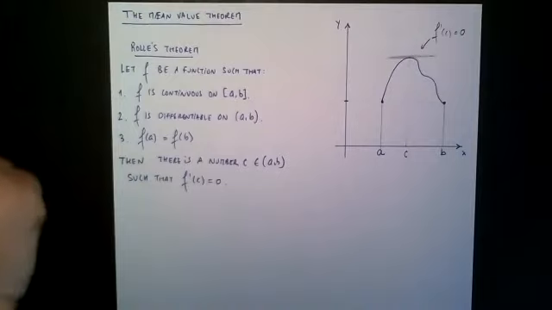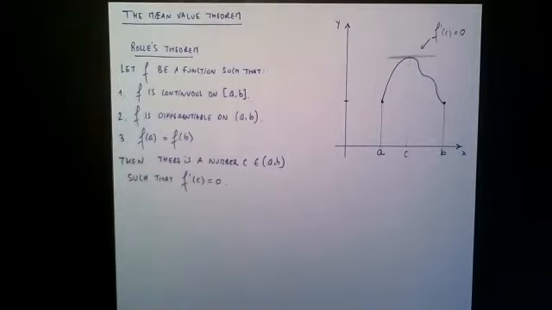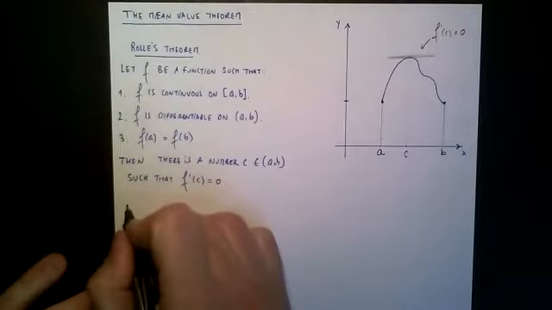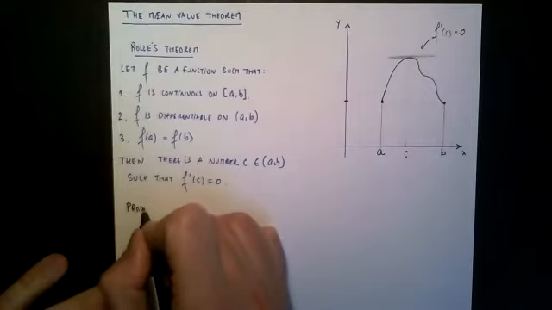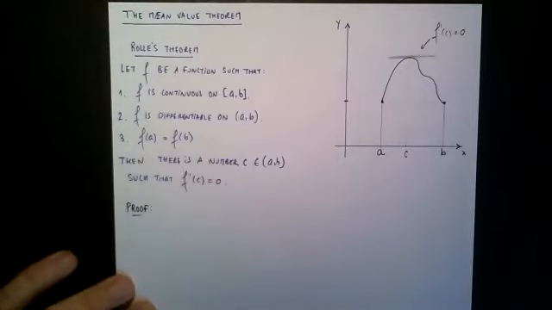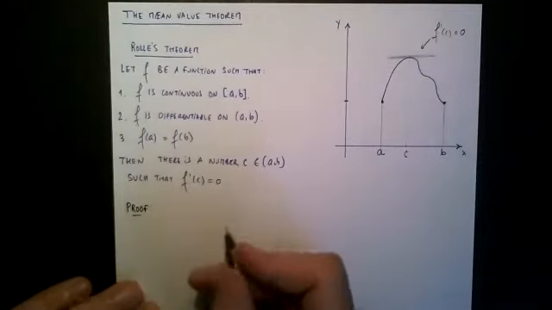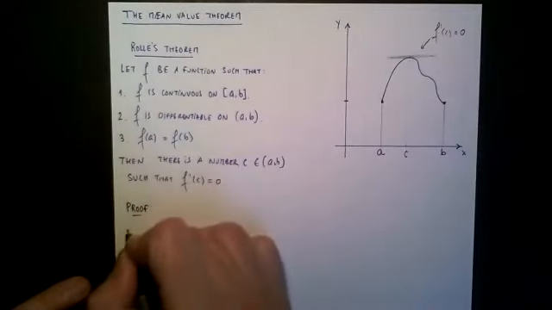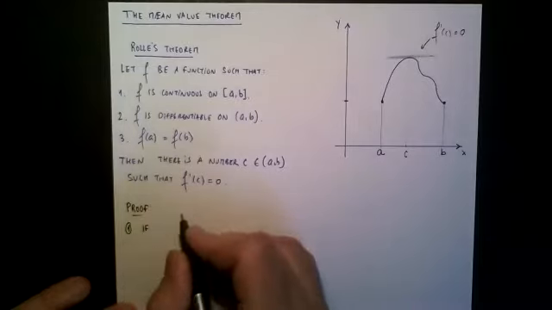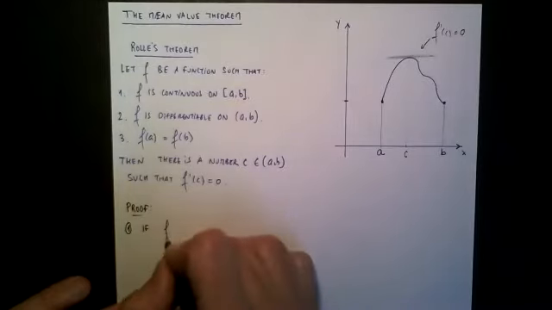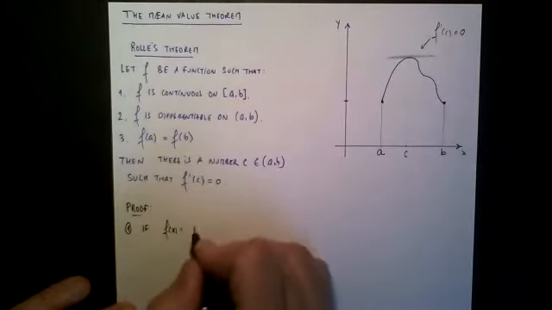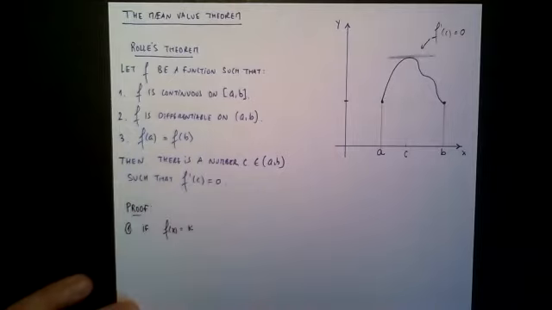So let's prove it. Okay, so there are three cases in the proof. The first case, if f of x is constant, so it's equal to k, a constant.